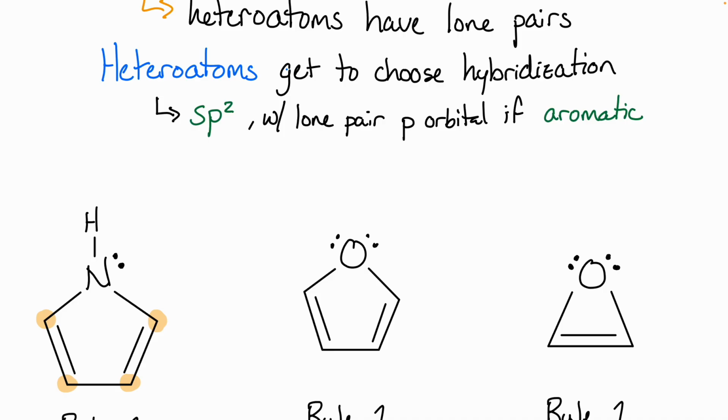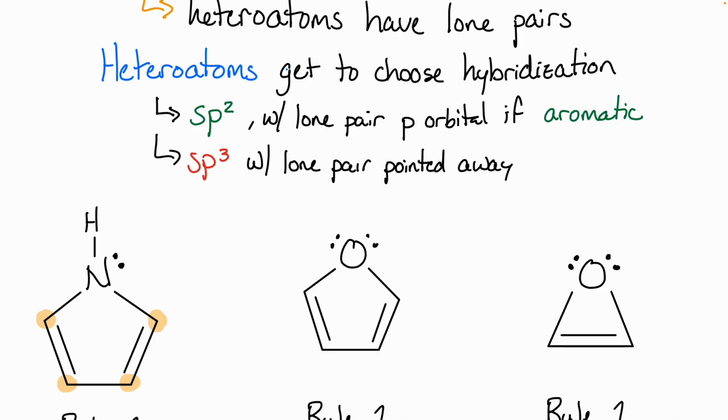But if it's not, if it's going to make it so that there's an even number of electron pairs, then it's going to choose instead to be sp3 hybridized. All right, sp3 hybridized with that lone pair pointed away from the ring if that would make that compound anti-aromatic.